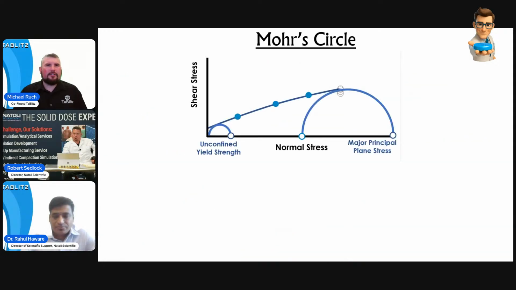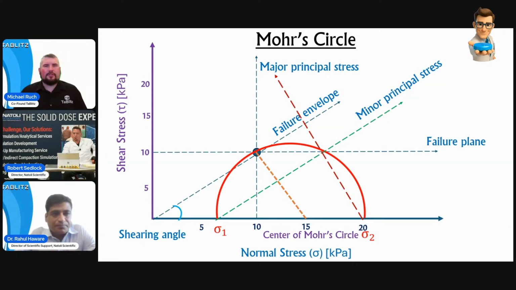So back on that chart there, Rahul, just so I understand, that failure plane is that rotational disturbance, right? And that helps us define where the shear angle is. Now we picked 10 kilopascals. Why didn't we pick 15 or 20? What's the defining factor of what pressure we should run, or should we be running multiple pressures here?